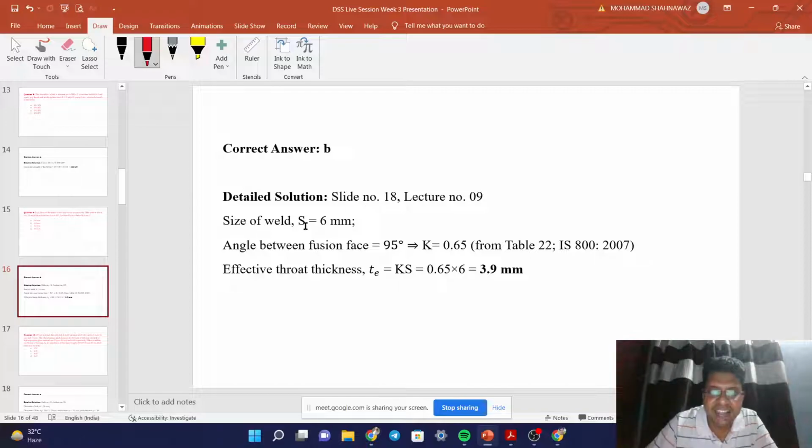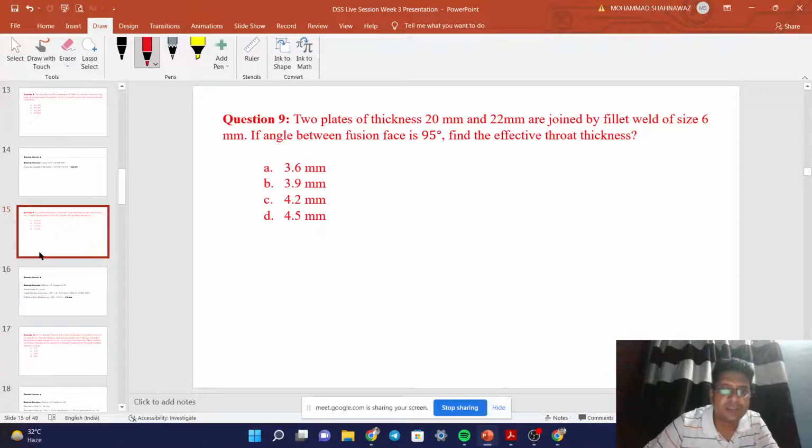So here size of the weld S is equal to 6 mm and angle between fusion faces is 95 degree, and for this value of K is 0.65 from table 22. So effective throat thickness is equal to Ks is equal to 3.9 mm. So option A is correct.